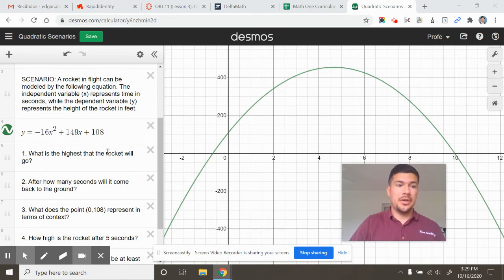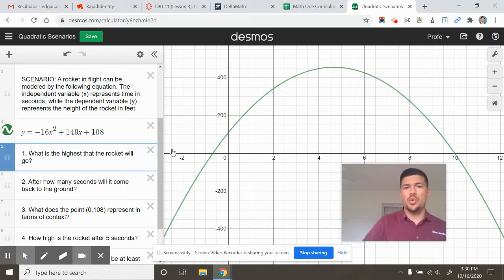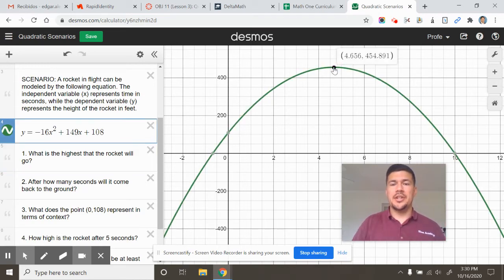So here are some questions that we could answer now. Question number one, what's the highest that this rocket goes? Well, now that you see this shape, you can probably predict that the highest that the rocket is going to go is right there at the vertex. So any question of what is the minimum, what is the maximum, what's the highest or lowest refers to the vertex. In this case, the rocket is going to go 454.891 feet in the air.